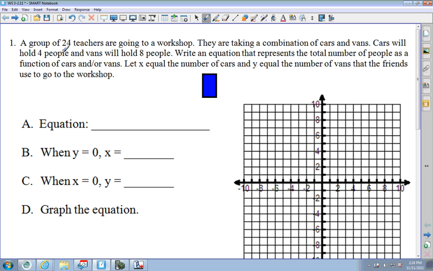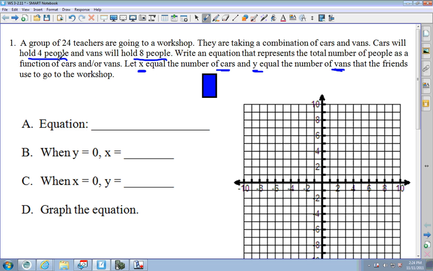All right, first off, it says a group of 24 teachers is going to a workshop. It gives a combination of cars and vans, and so this is important. 4 people can fit in a car and 8 in a van. X is the number of cars, and Y will equal the number of vans.